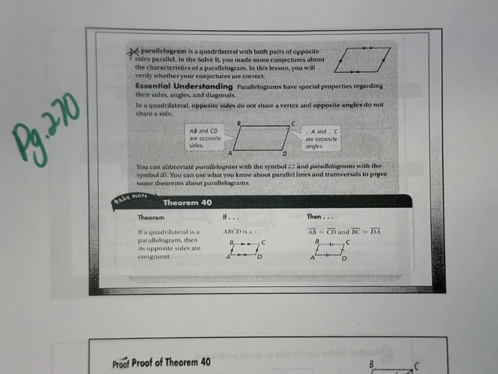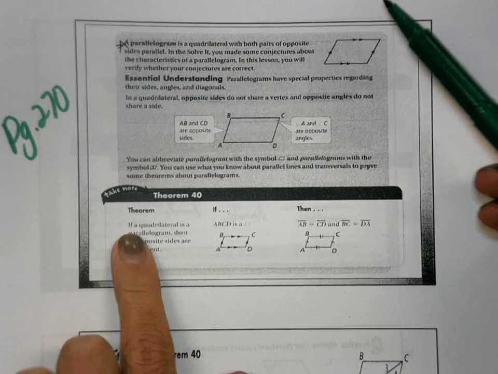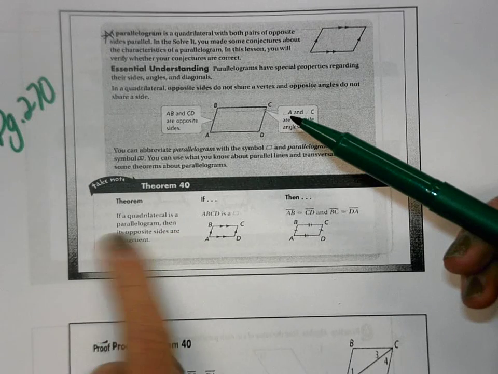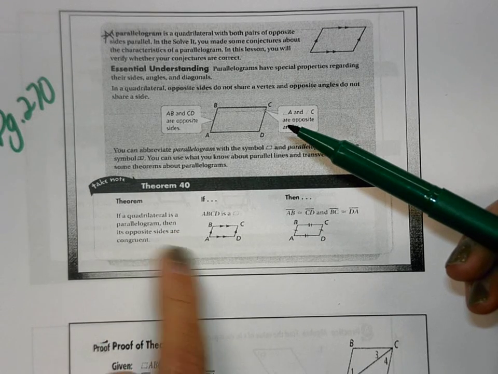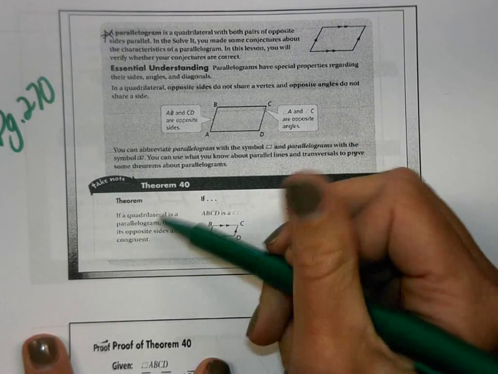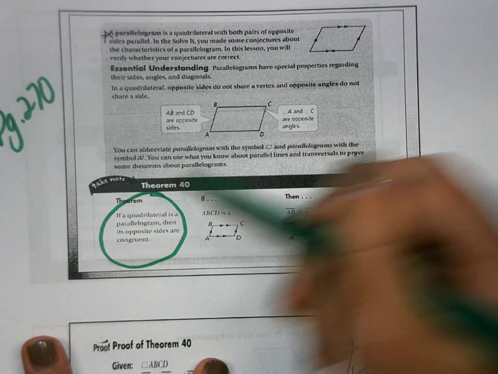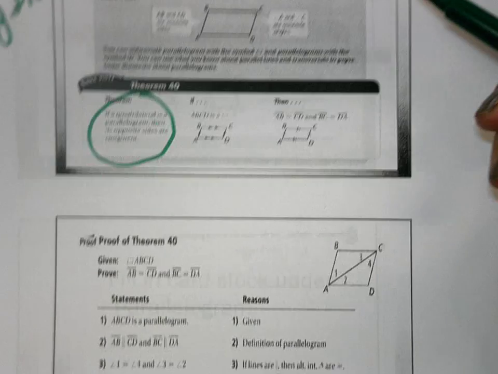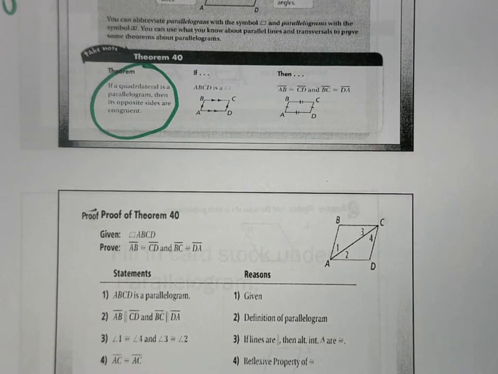Okay, we have a parallelogram. If a quadrilateral is a parallelogram, then its opposite sides are congruent. What does congruent mean? Equal. Now it's not saying all sides are equal, it's saying opposite sides are equal.